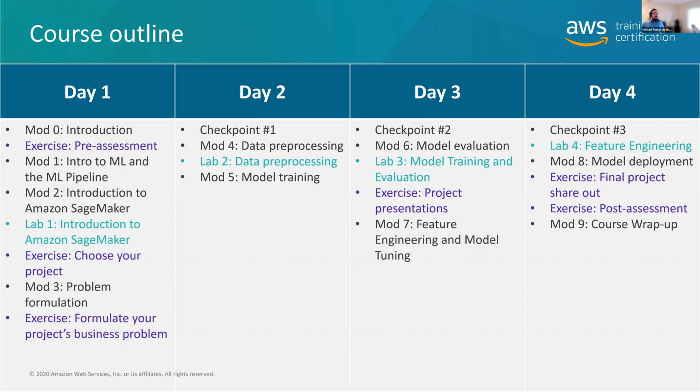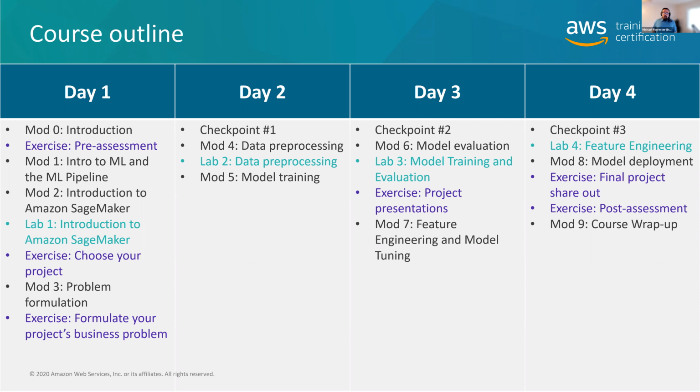And then model training, we're going to actually do that. Then we'll have a checkpoint just like we did the day before. And then we'll do model evaluation. So notice that we're going to go through model training and model evaluation, and then you're going to have a lab on Wednesday for model training and evaluation. Then we usually get to feature engineering and model tuning on the last day. We do a quick checkpoint, and then you're going to have the morning to do a 2.5 hour lab on feature engineering.